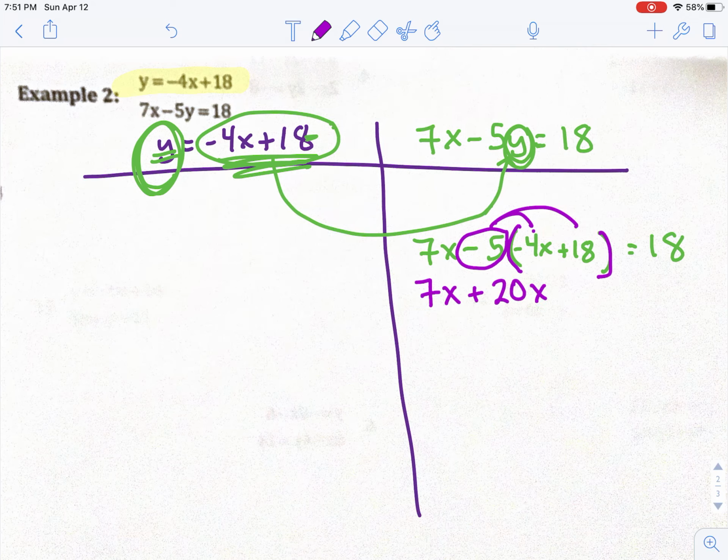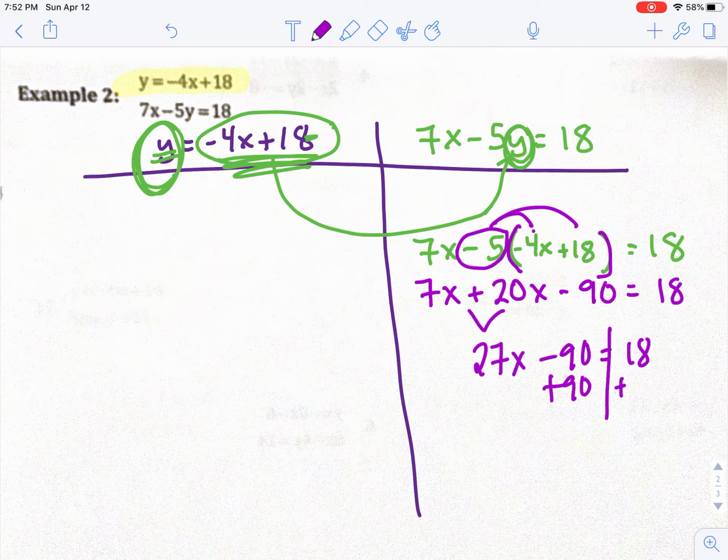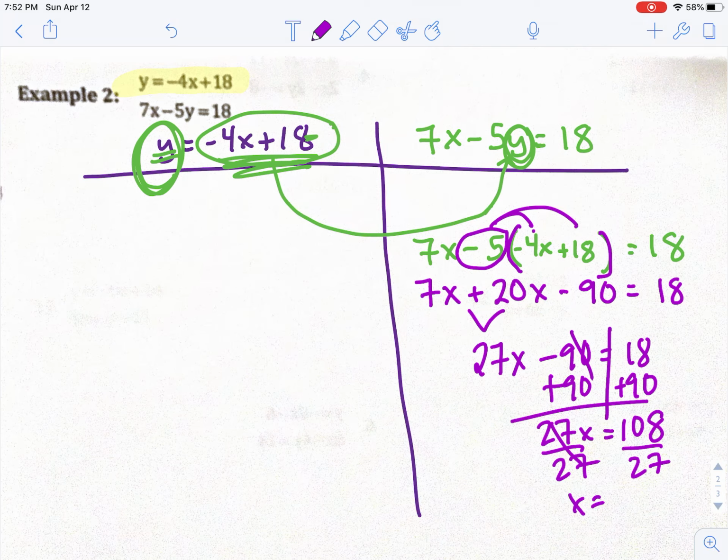Negative 5 times 18. I need my calculator here. Hold on a sec. That's negative 90, equals 18. I'm going to combine like terms. Then I've got to bring over the 90. And again, you guys can pause this video, solve this by yourself, and then go back and double check your work and see if you got it right. 108 divided by 27 gives me 4.